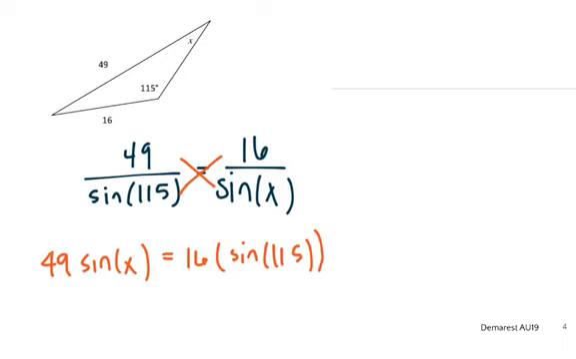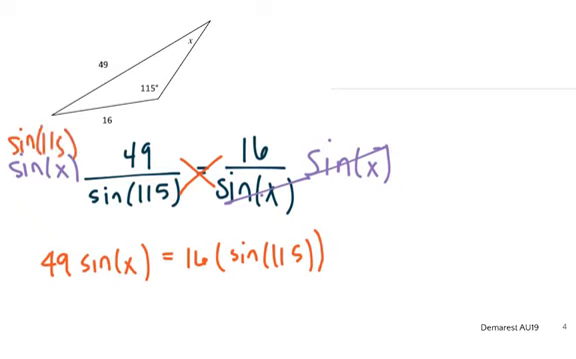Okay, and why does cross multiplying work? Well, we can think of cross multiplying as multiplying both sides by sine of x. So we multiply both sides by sine of x, and notice, it cancels on this side, and we're just left with 16. And then we would multiply both sides by sine of 115, and that would cancel on this side. So that would leave us with 49 sine of x equals 16 sine of 115. So the logic behind cross multiplying is really just multiplying both sides by the opposite denominator to eliminate them.